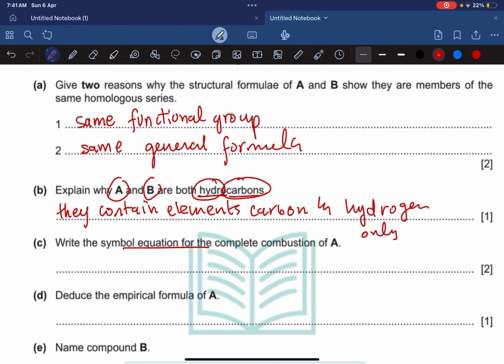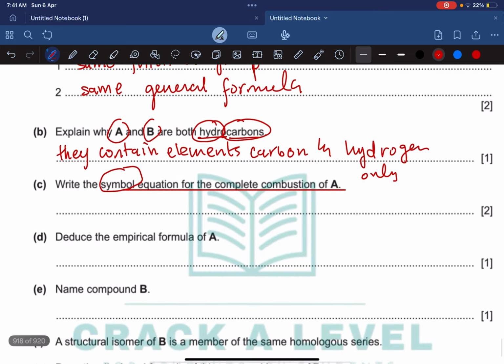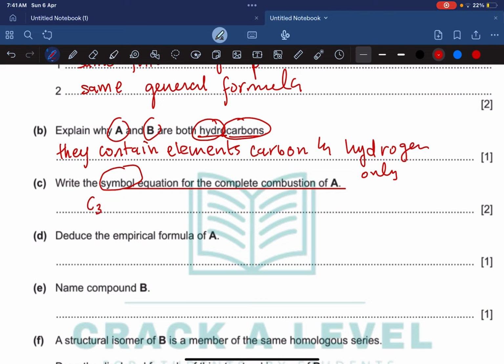Write the symbol equation for the complete combustion of A. Okay, now we have to write the symbol equation for the complete combustion of A. Let's figure out what A is. A is propene, which is C3H6, okay? And symbol equation means that we just have to write symbols. Plus O2 is going to form carbon dioxide. Whenever we have an alkene and oxygen, the products of combustion are going to be carbon dioxide and water.